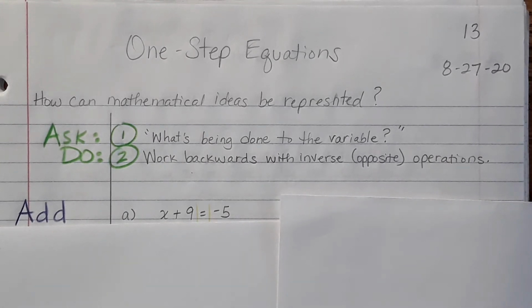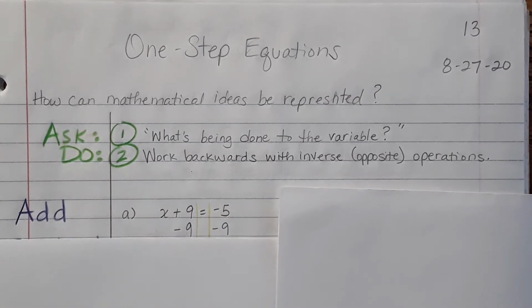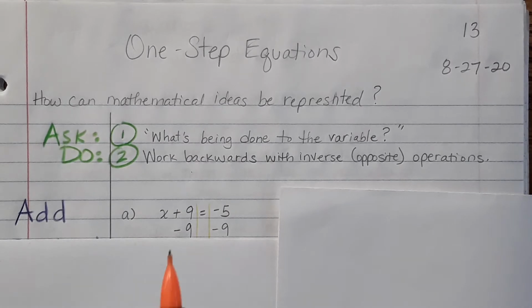I ask myself, what's being done to x? Plus 9. What's the inverse? Subtract 9. Now please make sure when you're setting up your work, you are showing subtract 9 on both sides of the equation. That means both sides of the equal sign.